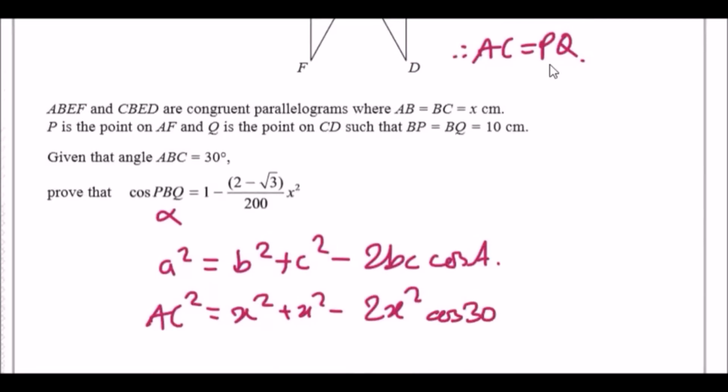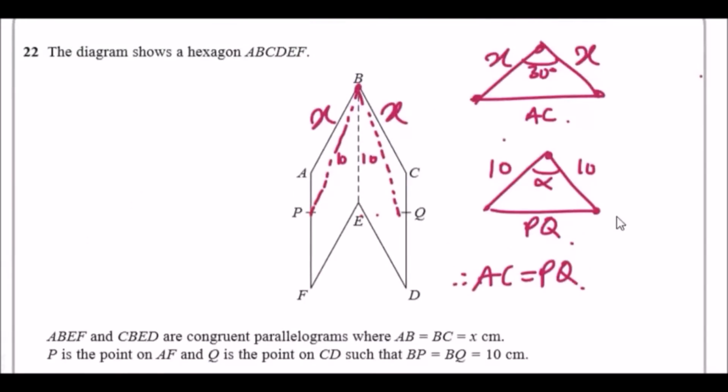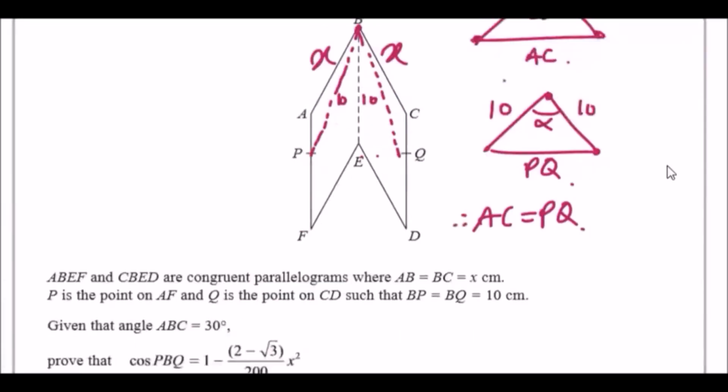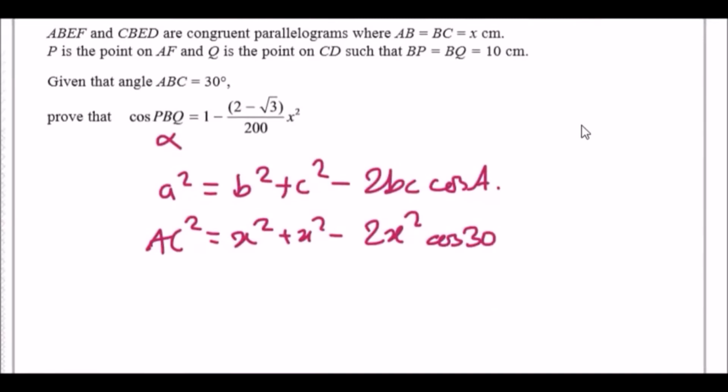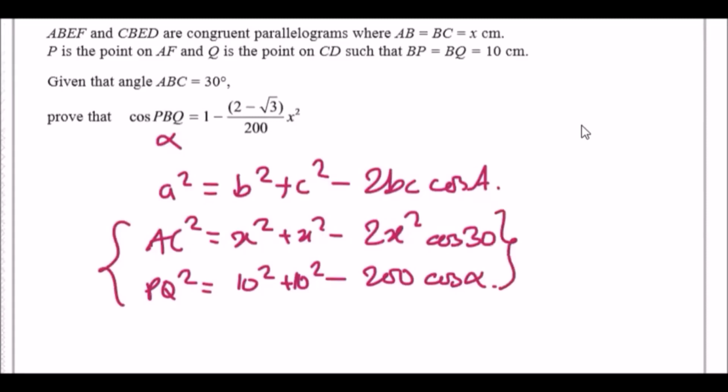And the second equation for the other triangle will be the same thing, with PQ being the little a and alpha being the big A, and tens being the b and c. So this will also give us PQ squared equals 10 squared plus 10 squared minus 2 times 10 times 10, which is 200, cos alpha. And there we go, guys. Here are our two equations we're going to work with.